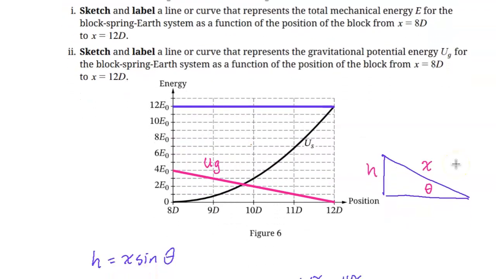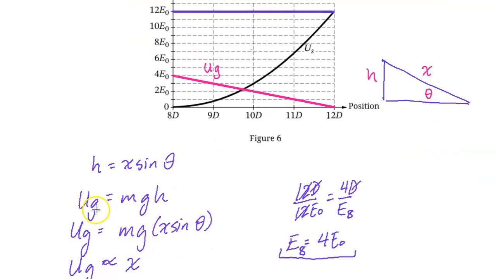Next, we're going to draw the line for the gravitational potential energy. And at position 12d, there is 0 gravitational potential energy because we've set that as our 0 reference line. And the gravitational potential energy will be a line because gravitational potential energy has a linear relationship to the height, and the height has a linear relationship to the ramp distance.